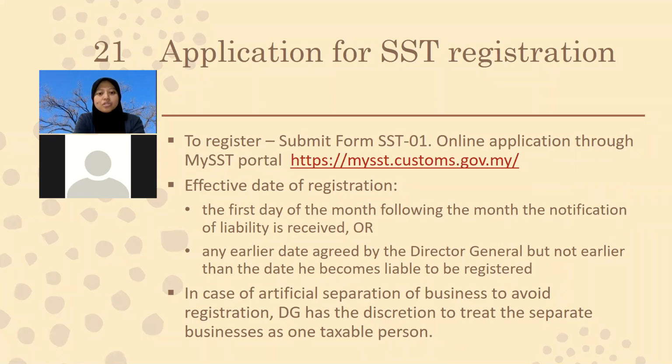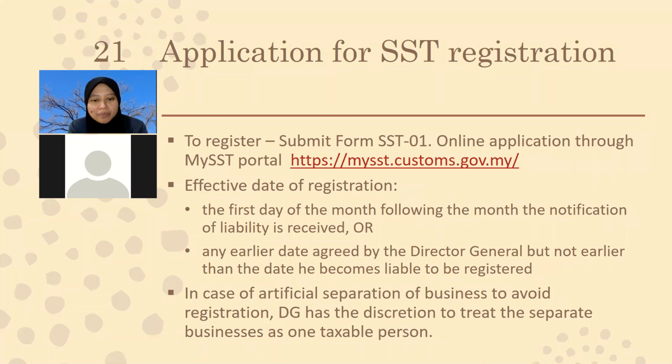Or any earlier date agreed by the DG, but not earlier than the date he becomes liable to be registered. So the Director General can give an earlier date. I've seen it in cases where the business should have been registered a long time back but did not register. So you don't have to follow that.